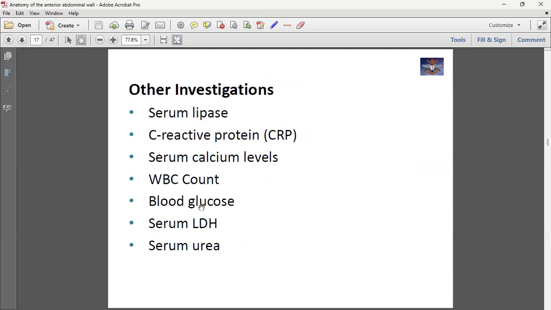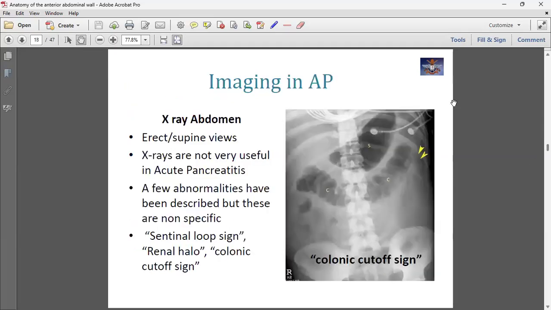I have included them in that previous presentation document, and I'll send it to you all. I'm not sure whether I included the serum LDH and serum urea levels. You guys can add them to that.